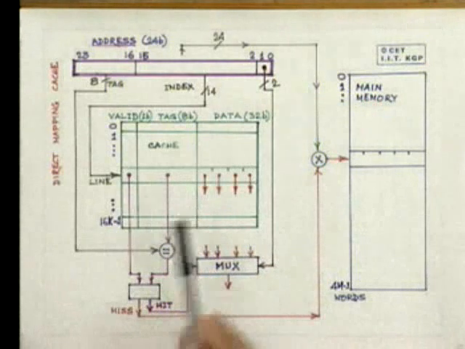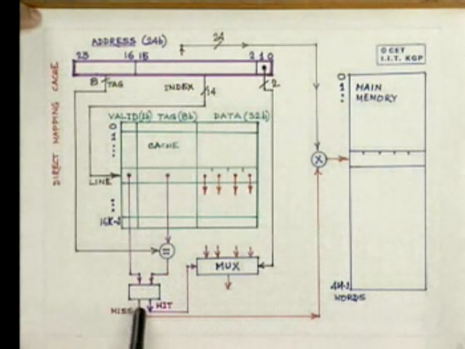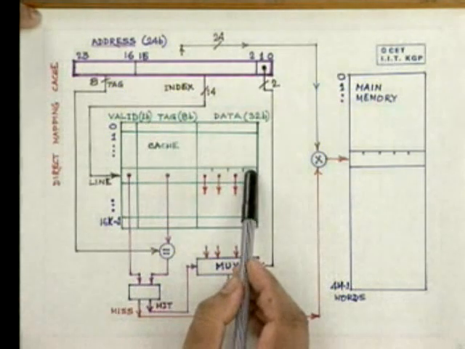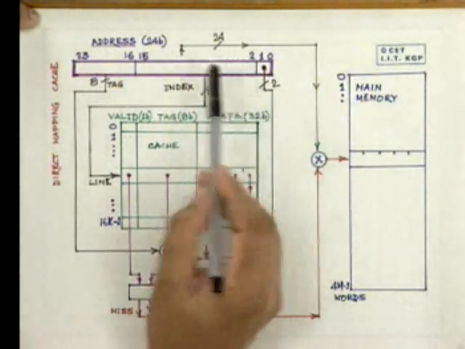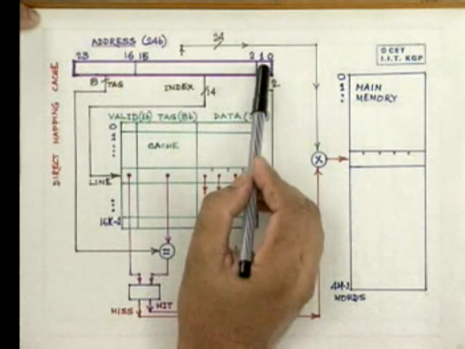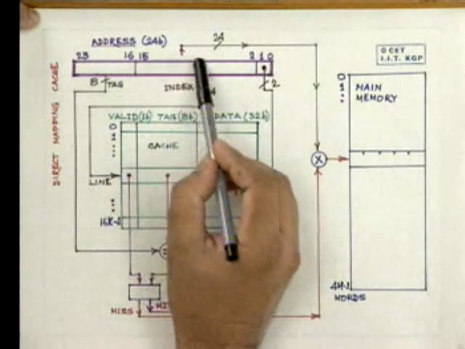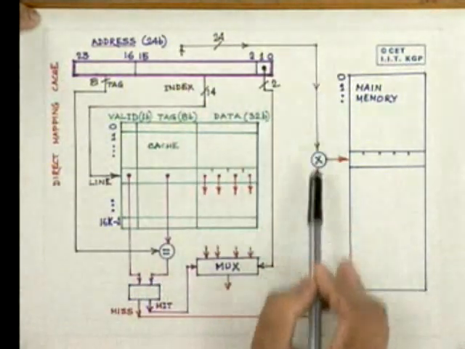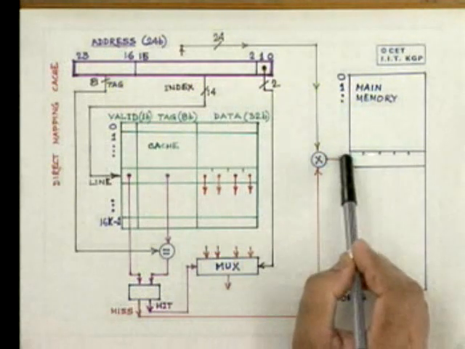Actually, before that, let's say that if it is not a hit, if it is a miss, in that case it says that the content of the block, or the memory location this address is pointing to, is not in the cache, therefore it is a miss. And if it is a miss, then the CPU has to go to the main memory to fetch the content of that particular word.